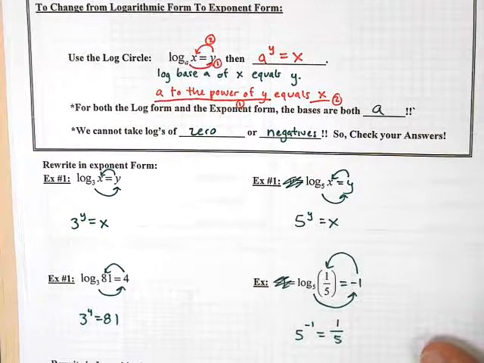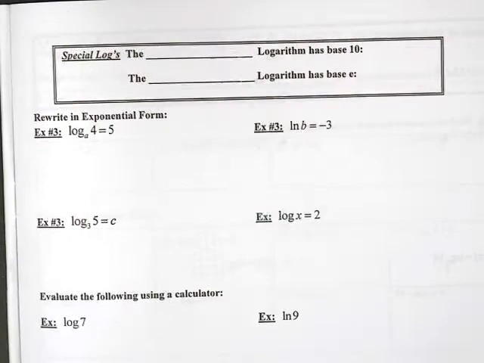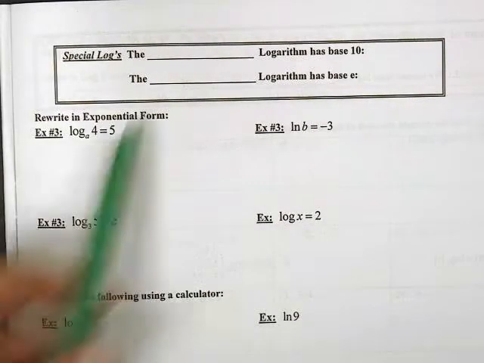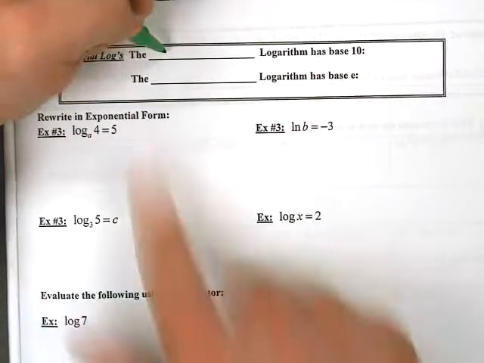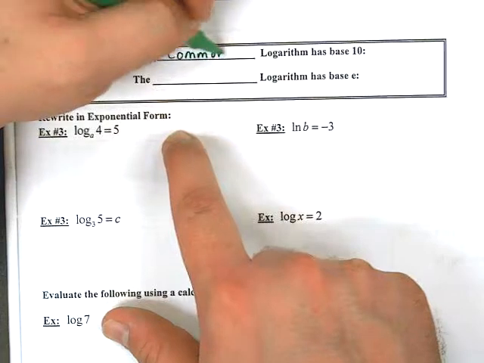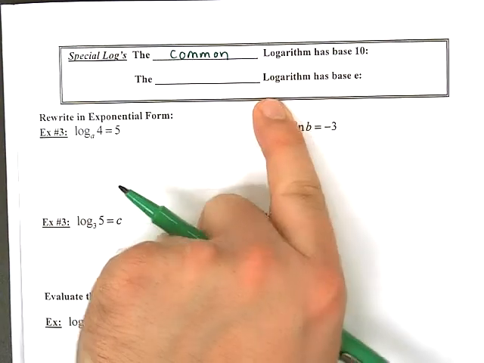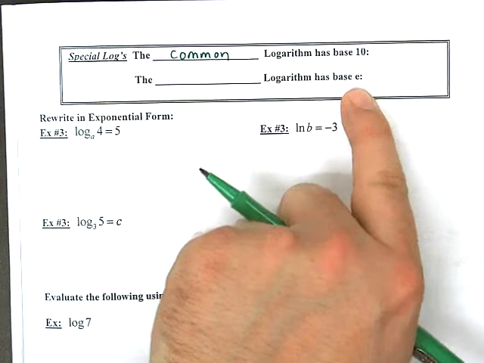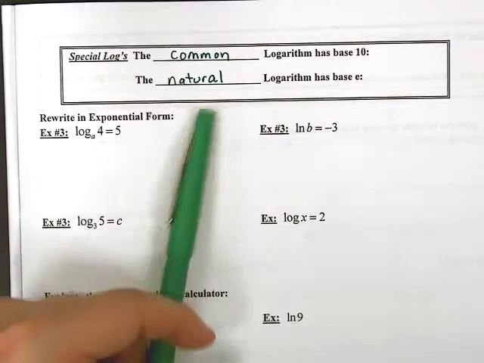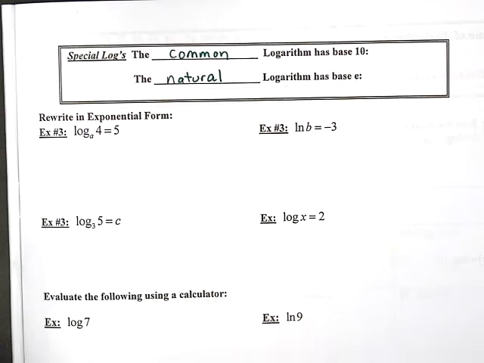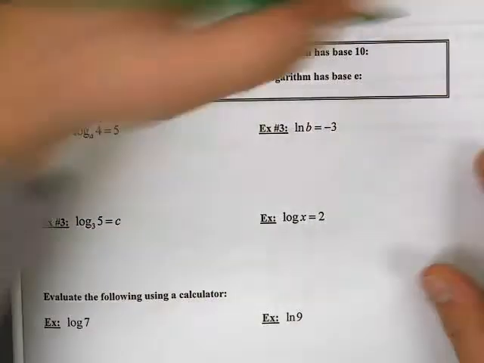All right. So now on the next page, we get into some special logs. You might remember these. There are 2 special logs. One of them has base 10, and what we do is we just call that the common logarithm. And then there's another one where there's a base of e, and we call this the natural logarithm. And the reason that we call it natural logarithm is because this value, this number, it actually occurs in nature quite often.